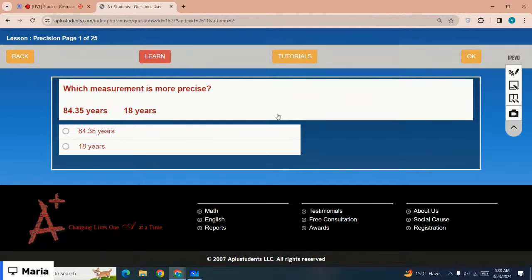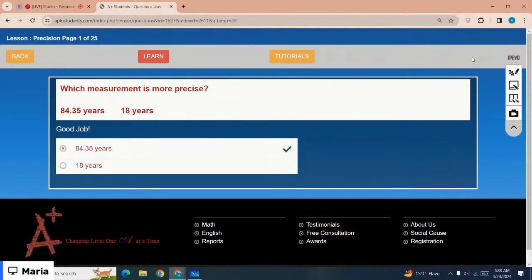Which measurement is more precise? Which is the correct option? 84.35 years or 18 years? The correct option is 84.35 years because here the time is measured to the hundredth of the unit. So the correct option is 84.35.